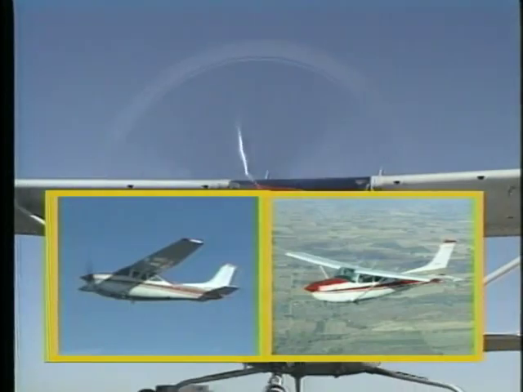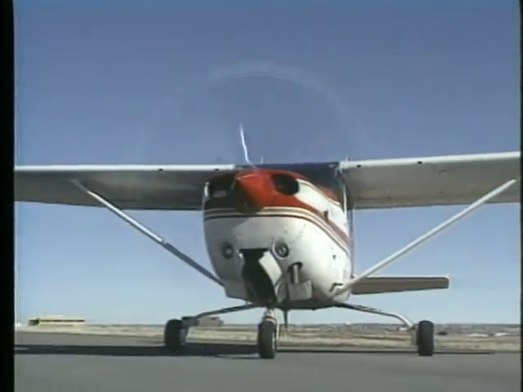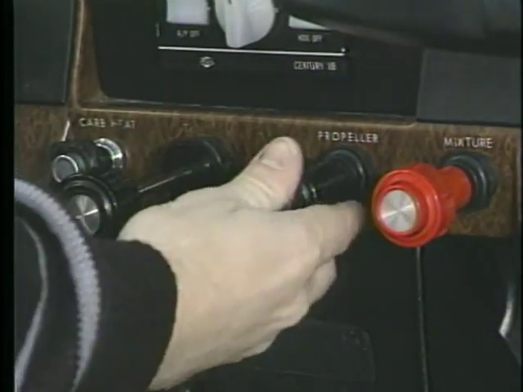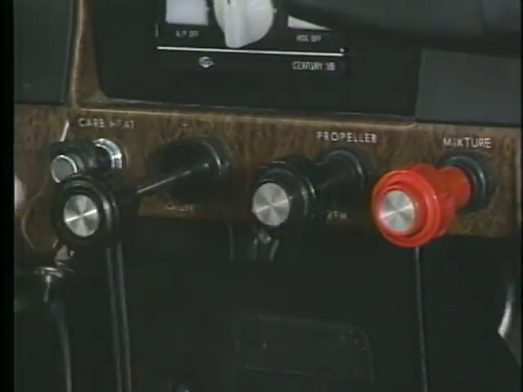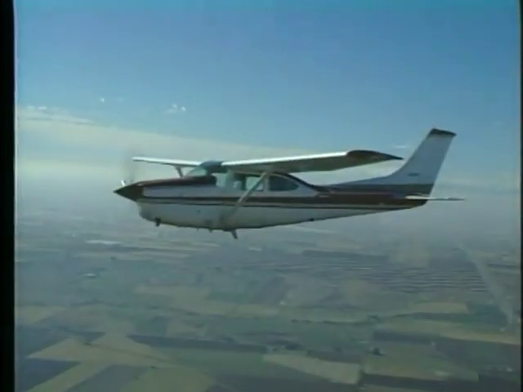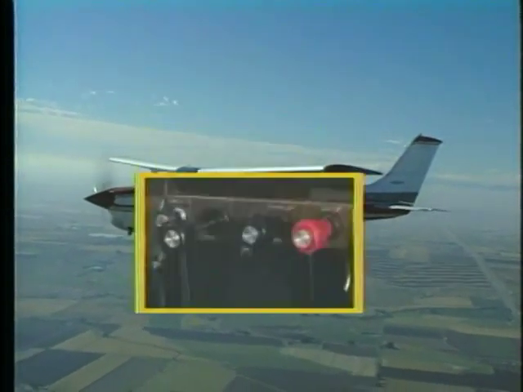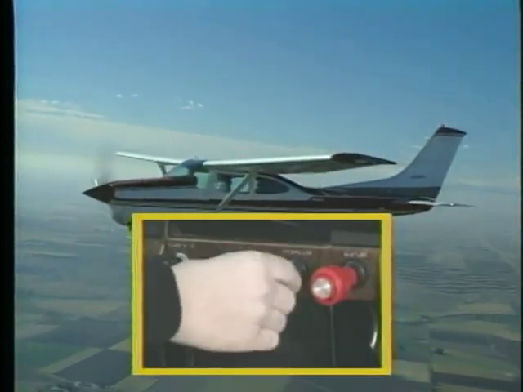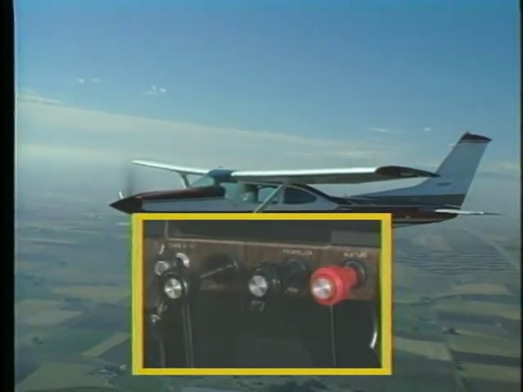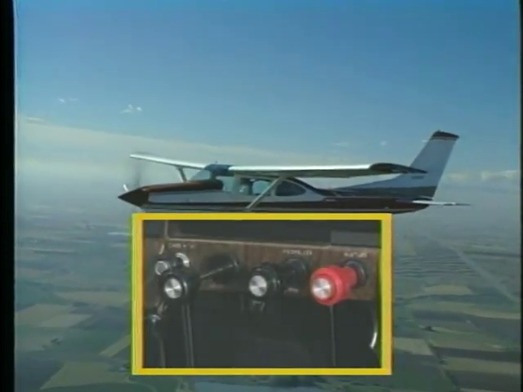cruise. For instance, before takeoff, you adjust the knob to set the propeller to a low blade angle. This provides high RPMs for maximum takeoff thrust. Upon reaching cruising altitude, you adjust the blades to a higher pitch. This produces a lower RPM and provides adequate thrust for cruising airspeed.